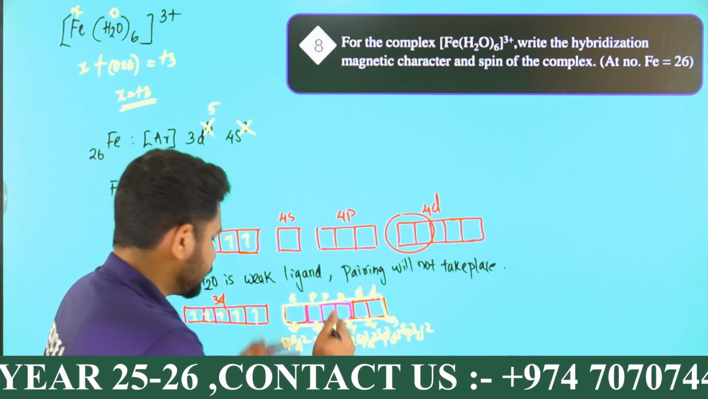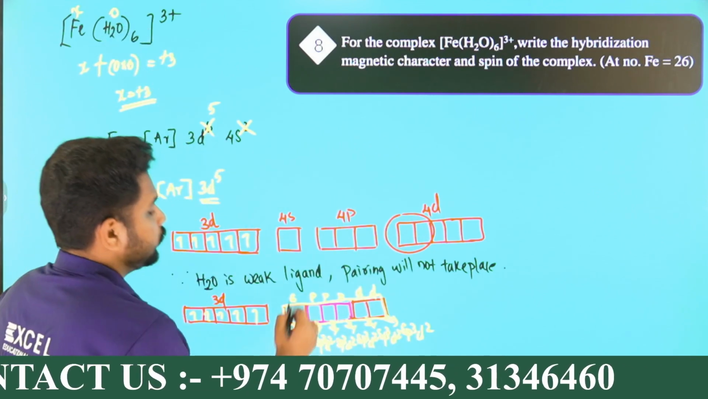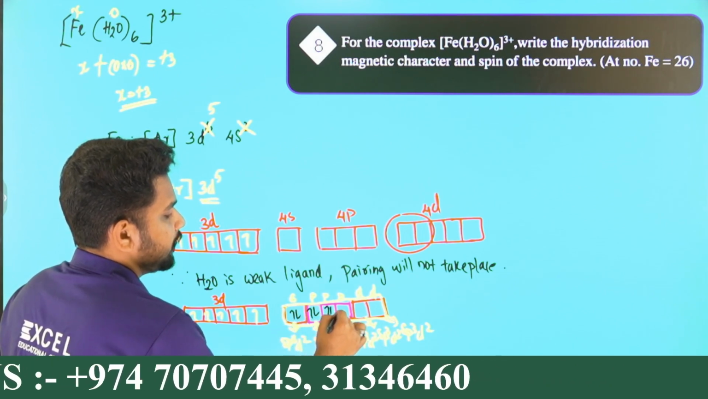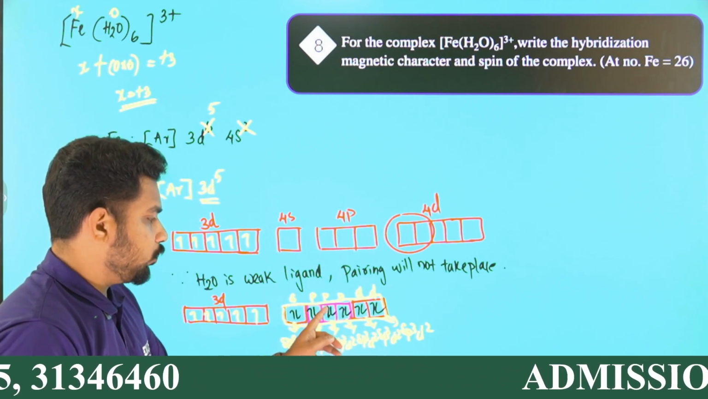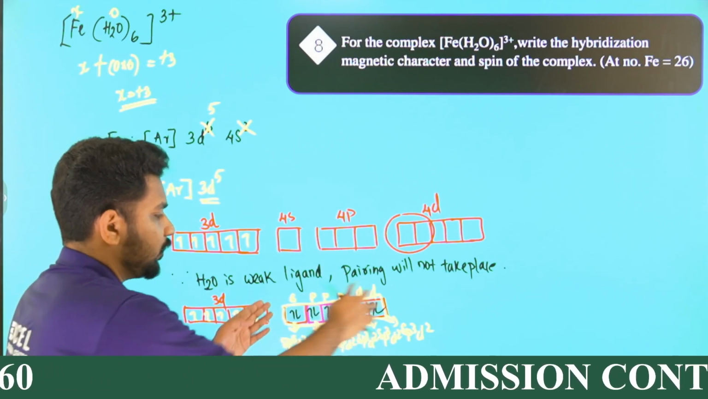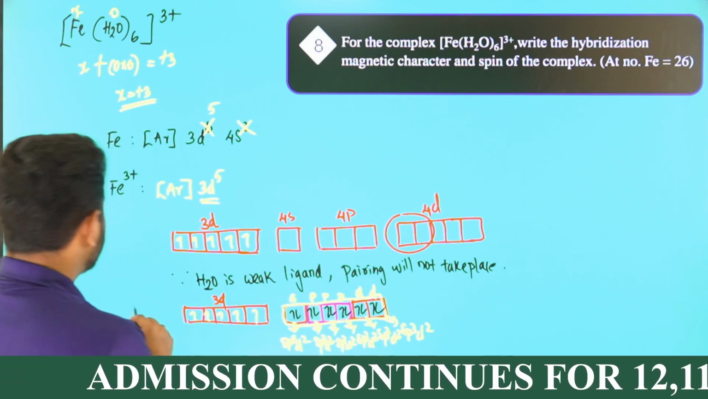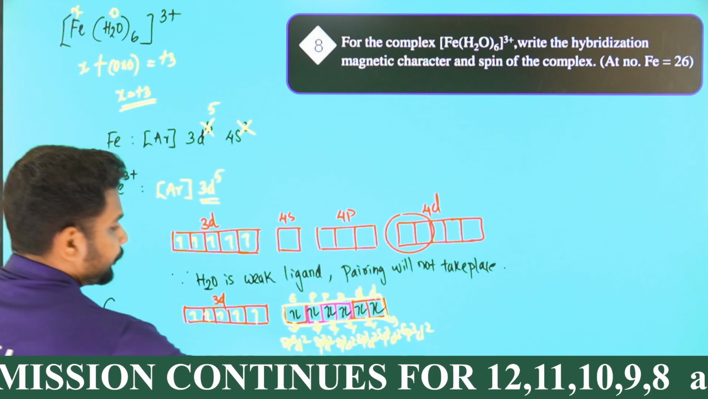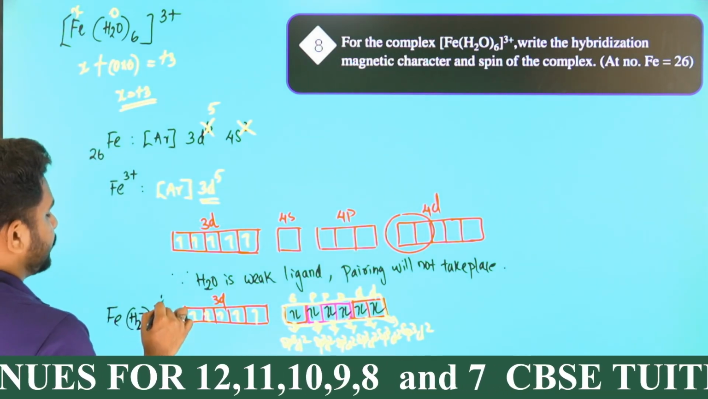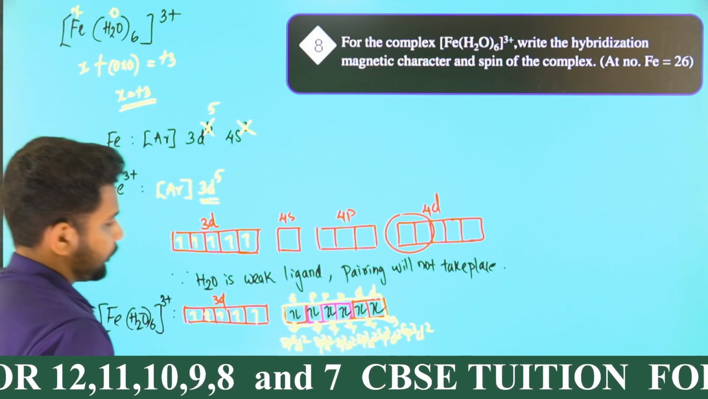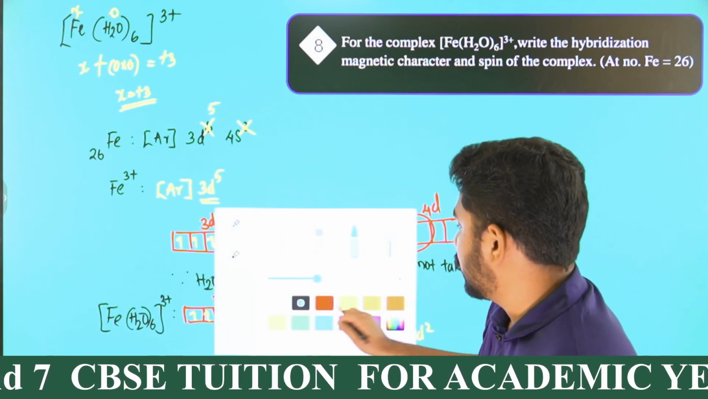And after this hybridization, the ligands will be attached. The H2O ligands will be attached to these. That's it. 6 ligands, 6 H2Os are attached to the hybridized orbitals. So this is the way of forming the complex Fe(H2O)6 3+. And from this we can easily find the hybridization.